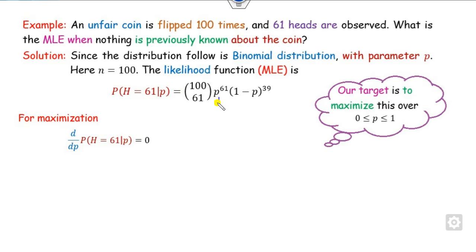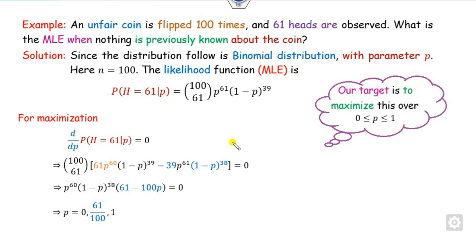So you have to take this as a first function, this as a second function. Once you take the derivative, you will get this here. After simplifying, you will get this expression. Once it is 0, it means either p is 0, p is 1, or p is 61/100. So now you have to check which one is the maximum.